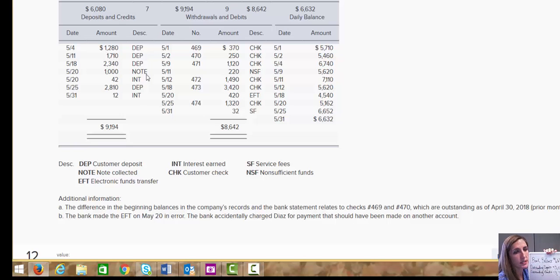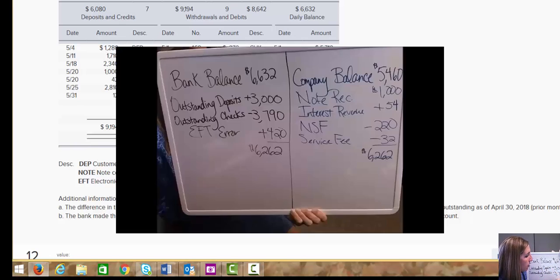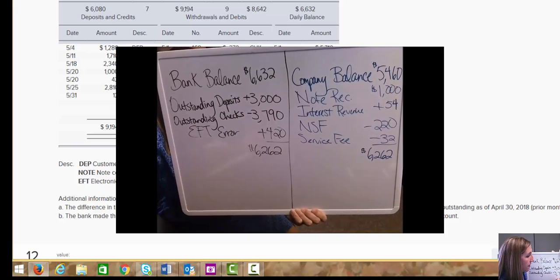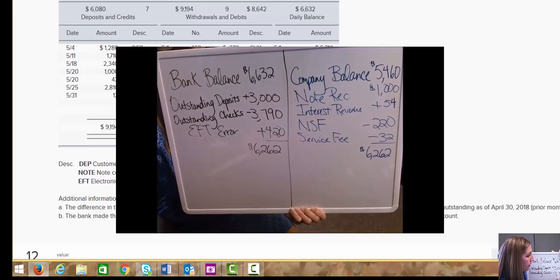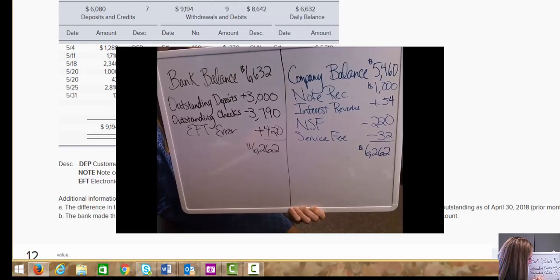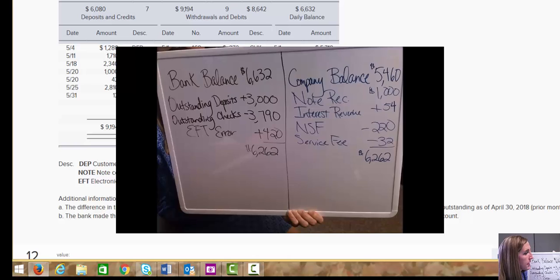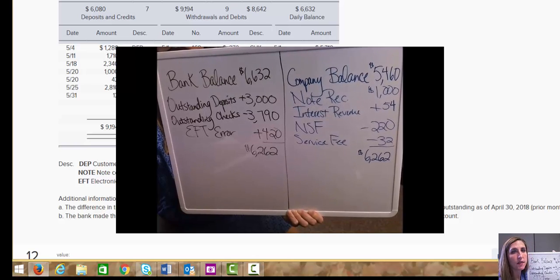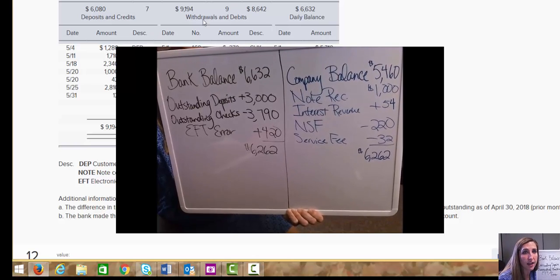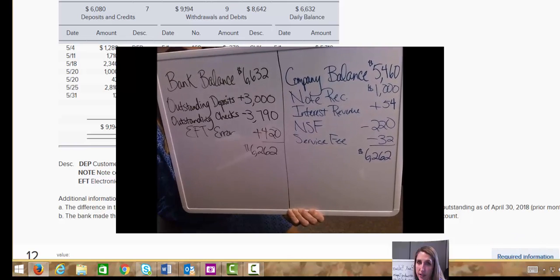Now in this instance, there is a bank error. It says at the bottom that the bank accidentally charged us, so we need to contact the bank and ask them to put that back into our account. So that would go on the bank side. We would add that amount back to the bank where they made the EFT error. So when I look at those items and I add them up, then I'm going to see if I have reconciled everything I need to reconcile.